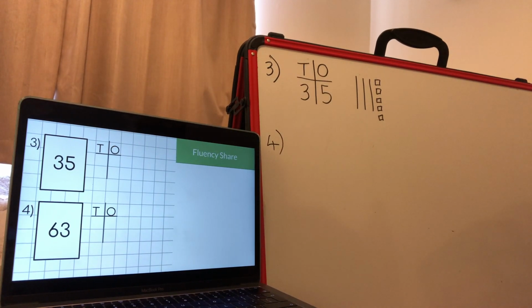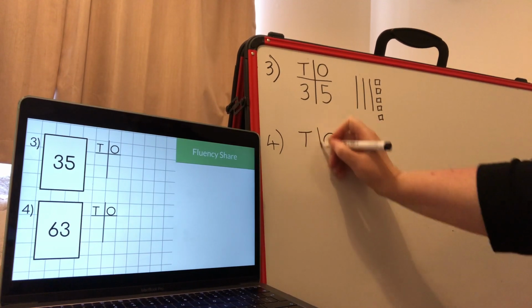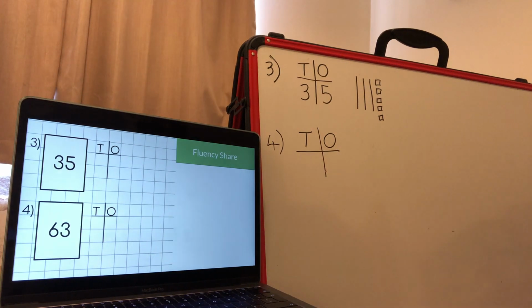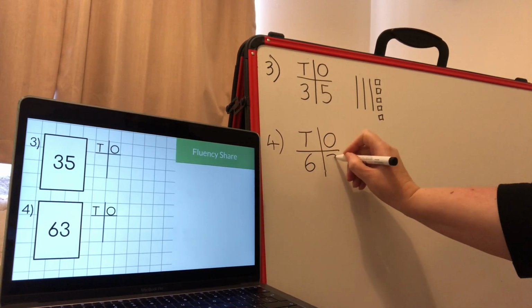Okay, can you tell your parent how you're going to do this one? What are you going to draw first? That's right, you need a tens and ones grid. Okay, can you put the number in before I do? Yep, the number's 63. So 6 first, then 3.